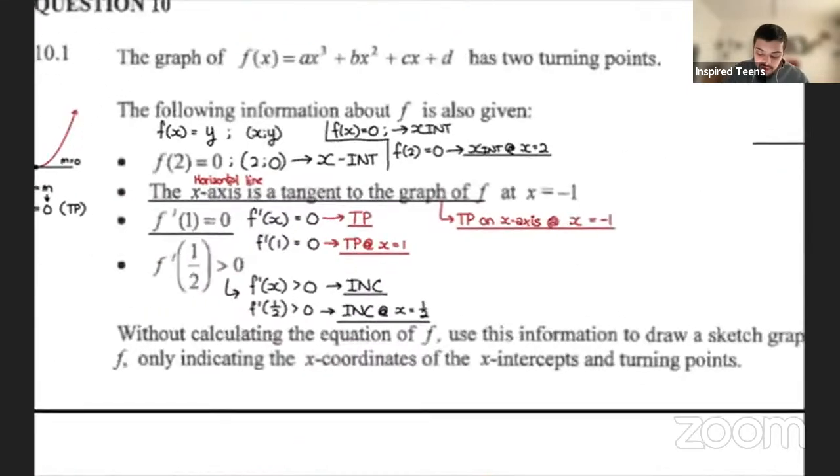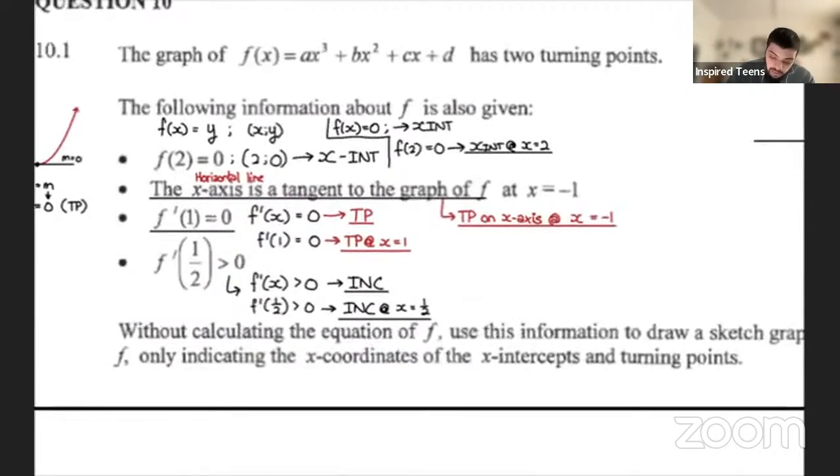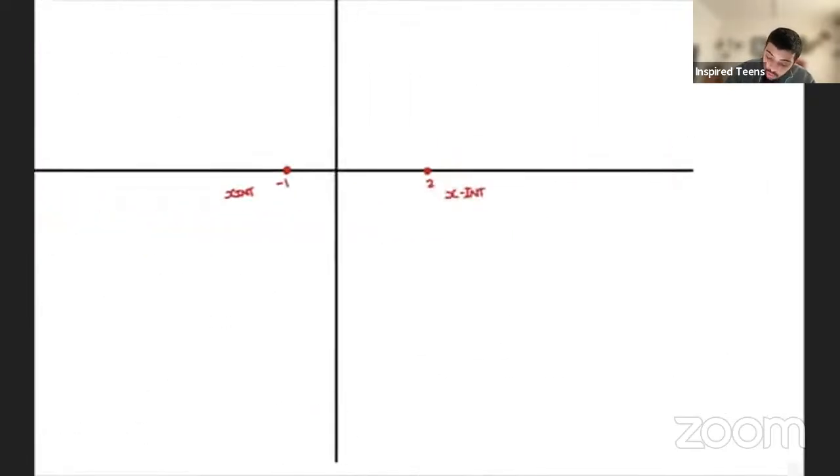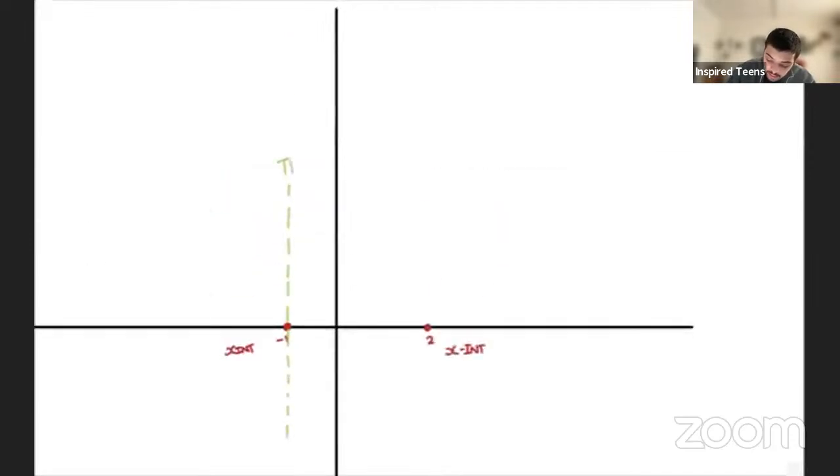However, turning points, all the information that we have about turning points, we don't have any y values. Where is the information about the turning point? Yes, we know that one of the turning points is at x is equal to -1. So what you should do for turning points is always draw in a dotted line, because we don't know the y coordinates. This dotted line is going to represent a turning point.